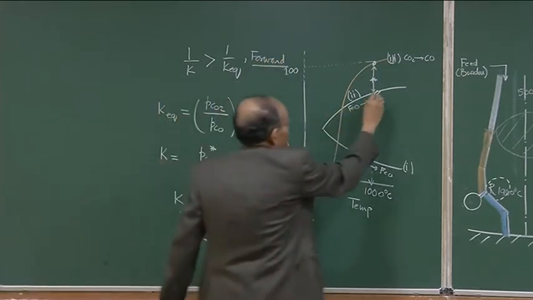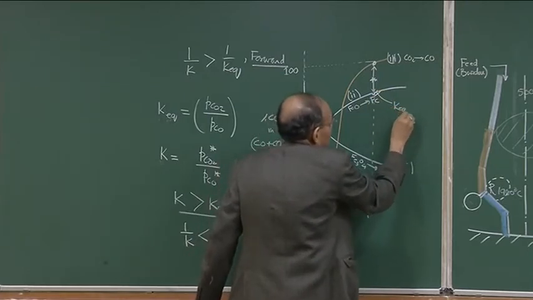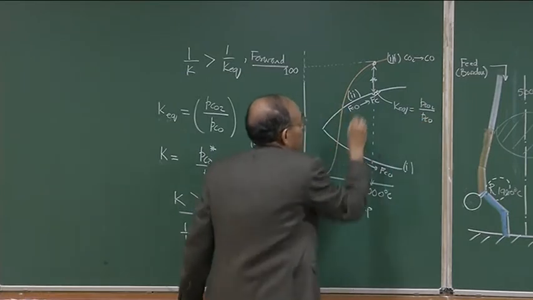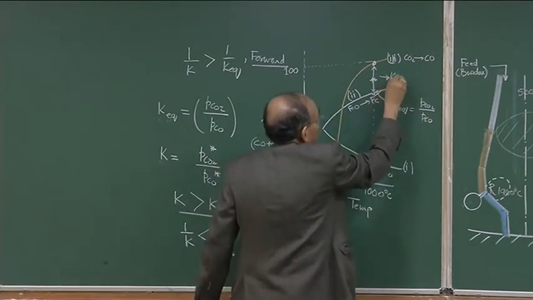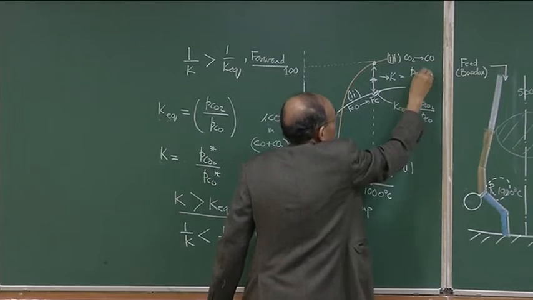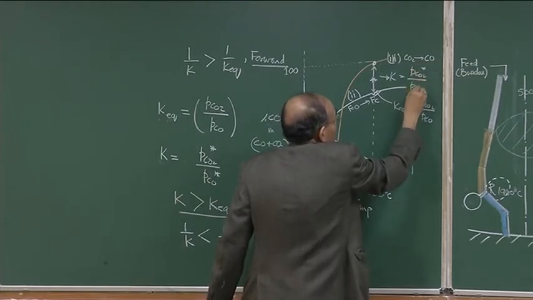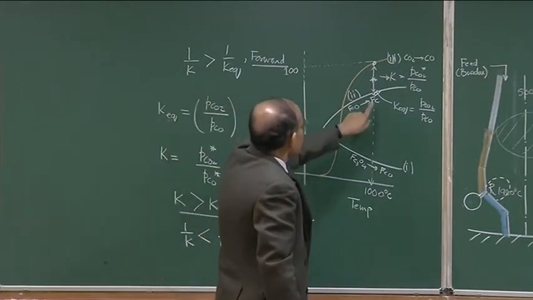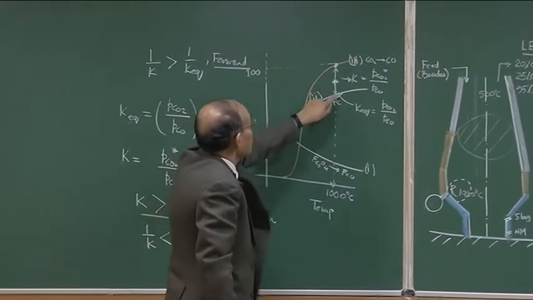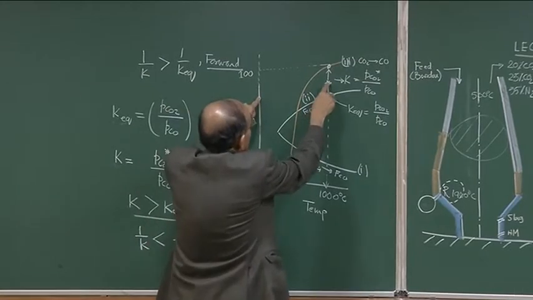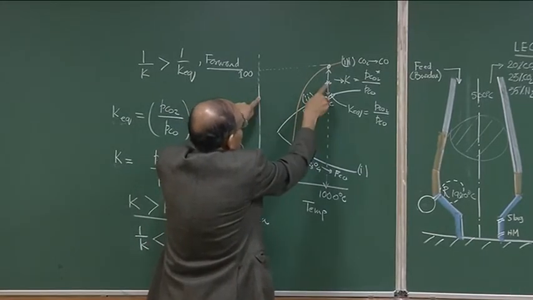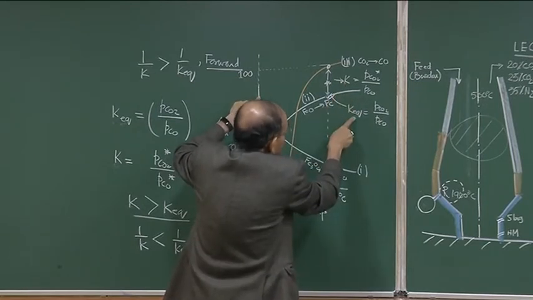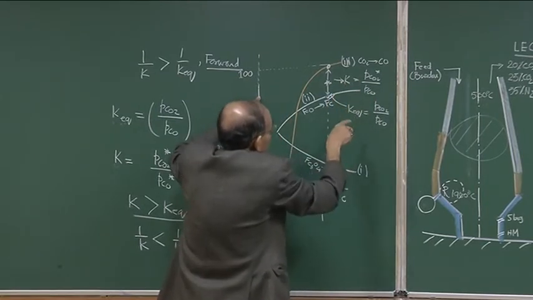So, K equilibrium is here, that is equal to PCO2 by PCO. K is here, which is equal to PCO2 star by PCO. Now, we must see that the CO2 concentration here is maybe about 30%, but the CO2 concentration here is about 20%, it is more CO2. So, actually here K is less than K equilibrium.